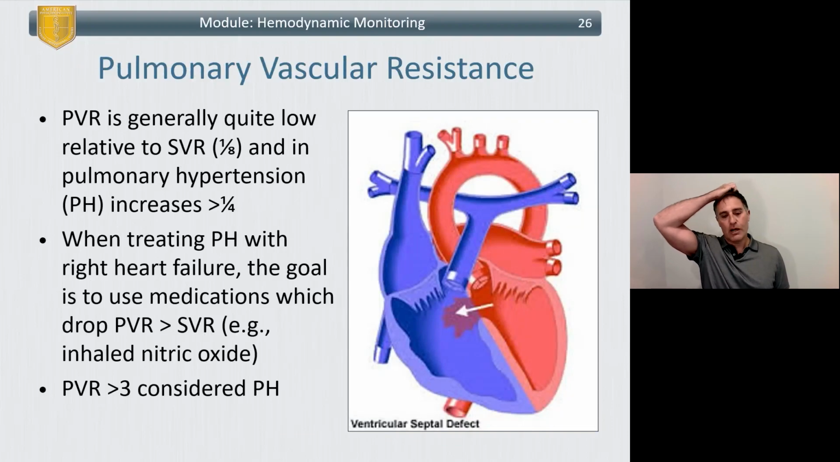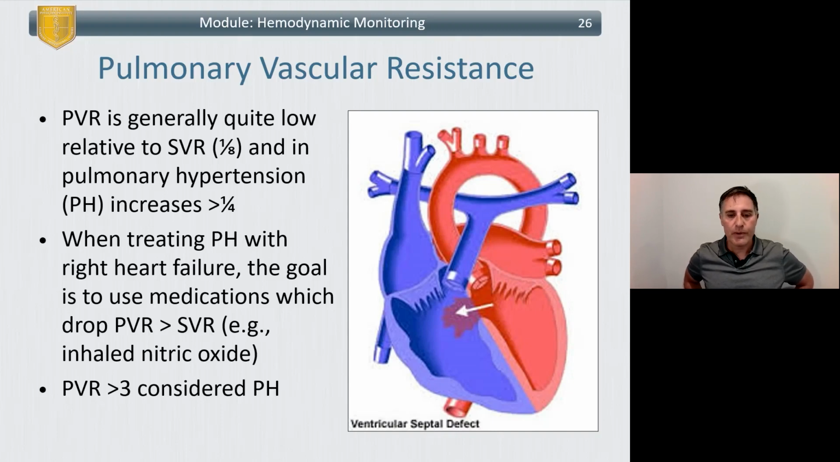Okay. PVR we've talked about a few times, and generally the pulmonary vascular resistance is a lot lower than the SVR. So the ratio often is about 1:8, but in the case of pulmonary hypertension, that's going to go up to something around 1:4 or higher, right? And certainly if you are getting to half systemic or higher pulmonary hypertension, then it might actually clinically become significant and cause problems for your patient.